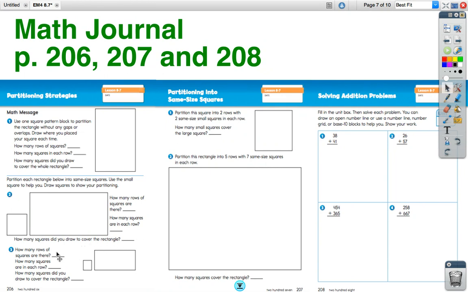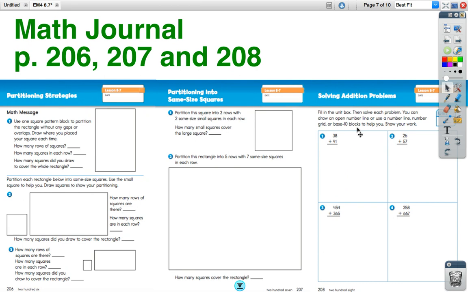Number 3, how many rows of squares are there? How many squares are in each row? How many squares did you draw to cover the rectangle? Page 207. Number 1, partition this square into 2 rows with 2 same size small squares in each row. How many small squares cover the large square? Number 2, partition this rectangle into 5 rows with 7 same-size squares in each row. How many squares cover the rectangle?